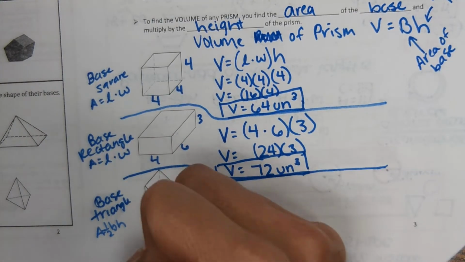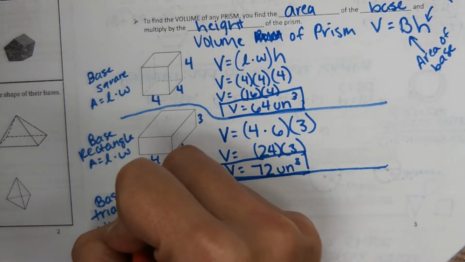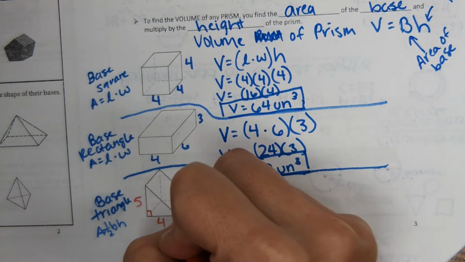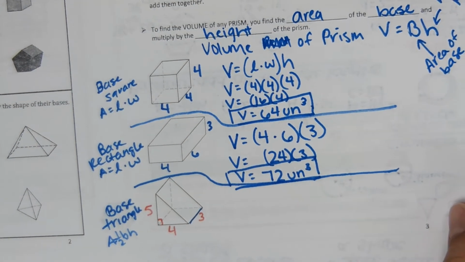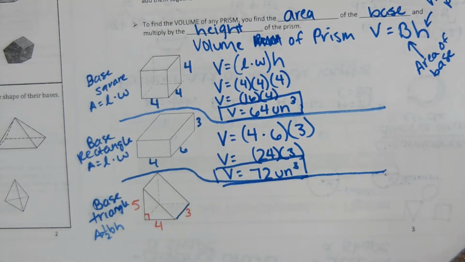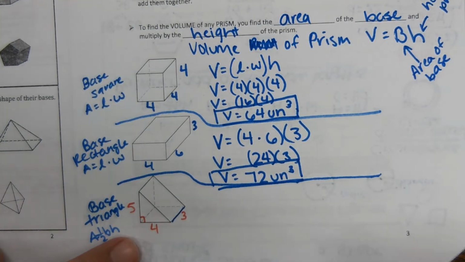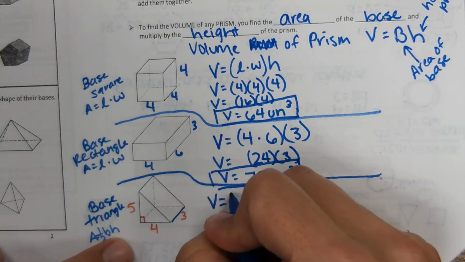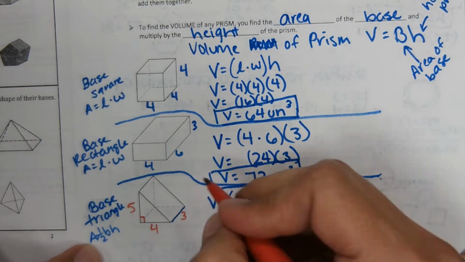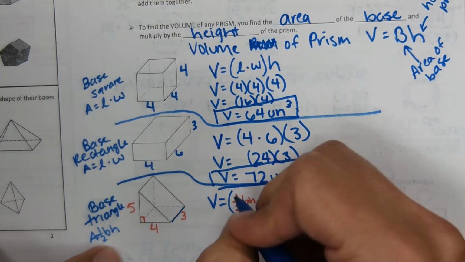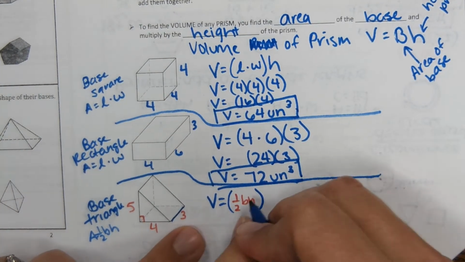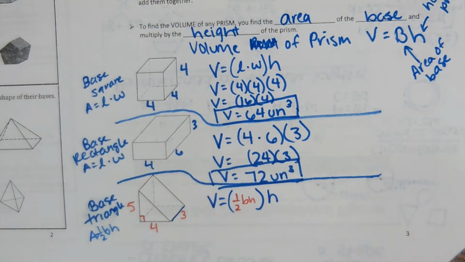Okay, so dimensions here 4, 5, 3. Okay, then equation volume equals the area of the base, which is a triangle, so it'll be 1/2 base times height of the triangle, and then height of the prism.